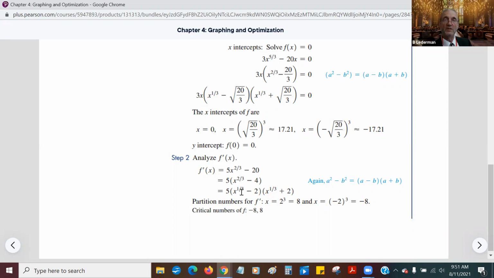Again, if I would multiply these together, I would get the expression right up here. So the partition numbers for f prime are 2 to the 3rd power, which is 8, or negative 2 to the 3rd power, which is negative 8. Those are my partition numbers, and the critical numbers of the function are negative 8 and 8. That is a good thing to know. We're going to make a sign chart to see if these are indeed maxes and mins and all that kind of cool stuff.